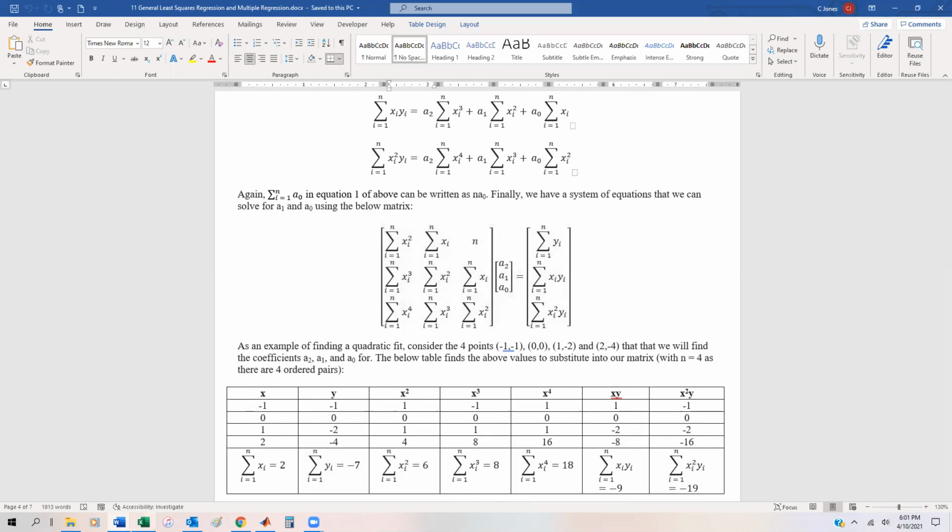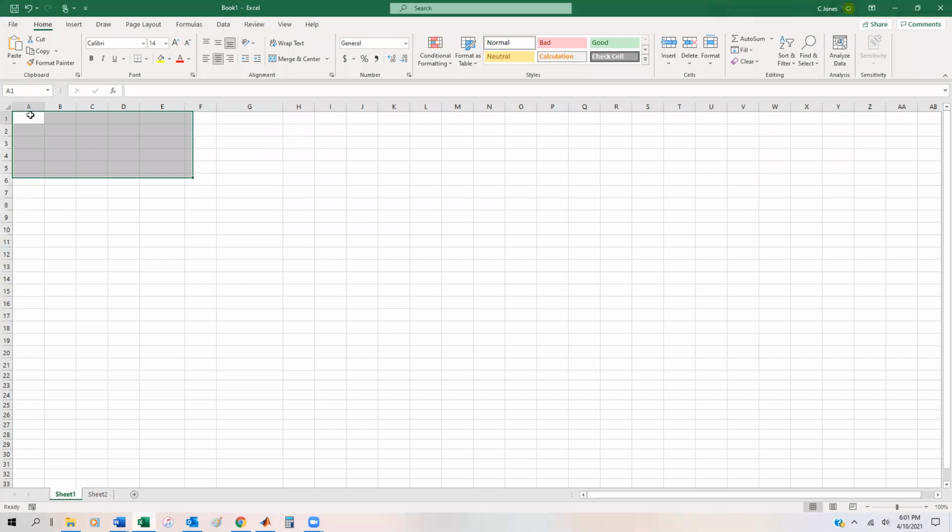And we're just going to use Excel. So we need an x, we need a y, we need an x squared, we need an x cubed, we need an x to the fourth. And then we need an xy, and we need an x squared y.